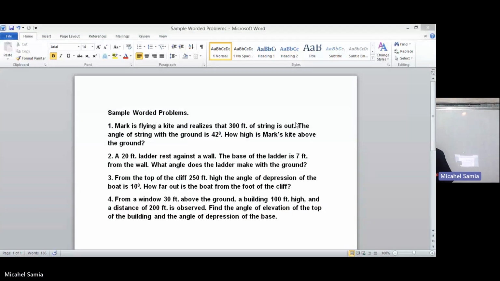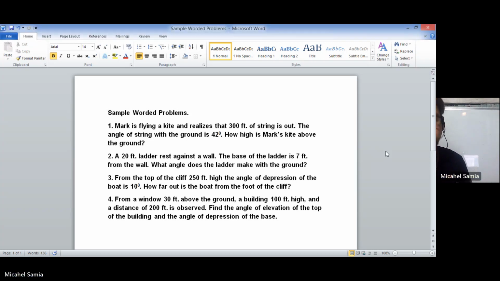Okay. So problem number 2 states, a 20-foot ladder rests against a wall. Nakasandal daw sa pader. If the base of the ladder is 7 feet from the wall, what angle does the ladder make with the ground? So with the ground na naman. Repeat the problem. A 20-foot ladder rests against a wall. The base of the ladder, o yung paanan niya, is 7 feet from the wall. What angle does the ladder make with the ground?